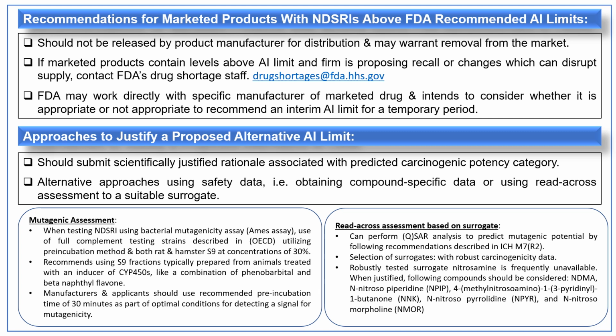Selection of surrogates with robust carcinogenicity data. A robustly tested surrogate nitrosamine is frequently unavailable. When justified, the following compounds should be considered, like NDMA, and different examples have been provided here.